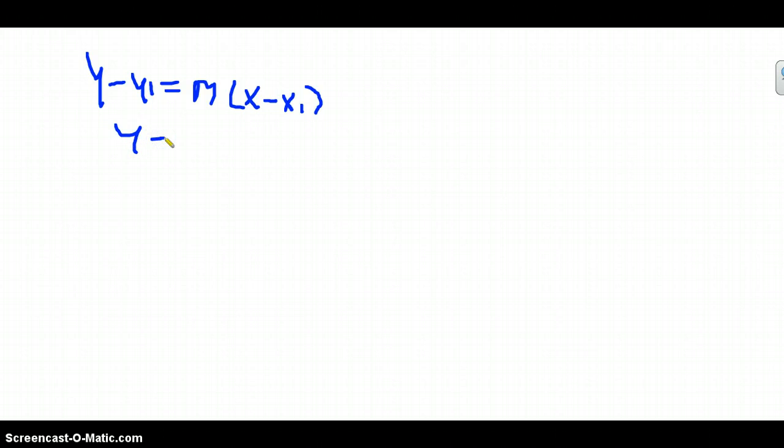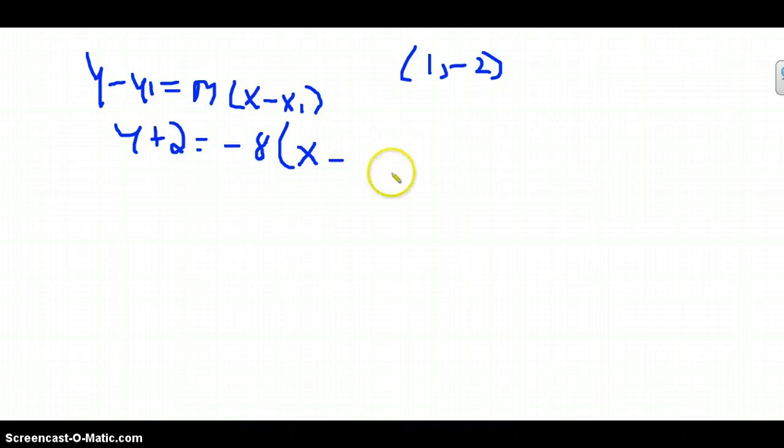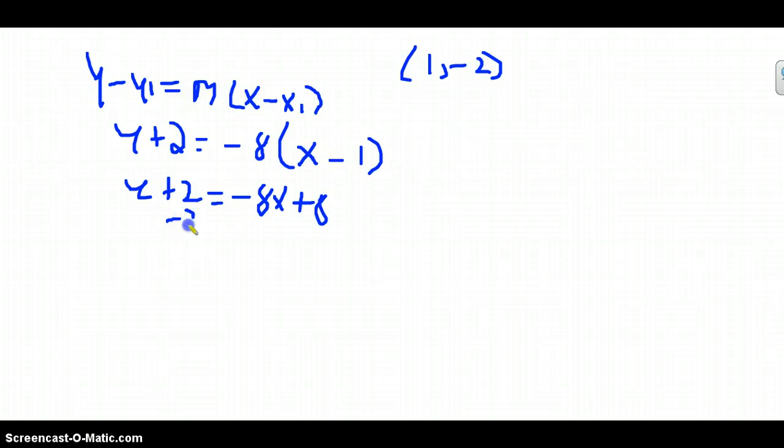Our y1, that was negative 2, correct? So that means y plus 2, because negative times negative is a positive. We have the point 1 comma negative 2. And then our slope, that was negative 8, and then x minus x1, minus 1. And so we have y plus 2 equals negative 8x plus 8. And then minus 2 on both sides. y equals negative 8x plus 6.